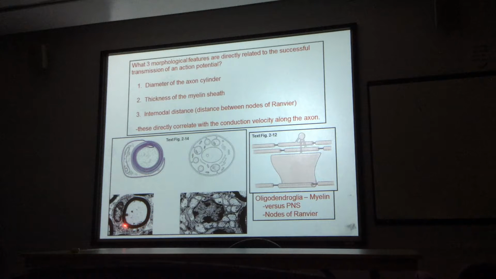Here's an electron micrograph. There's the nucleus of the Schwann cell. There's the thickness of the layer right there. And here is the axon. And here is a Schwann cell. And all these little white things surrounding it are axons in these cytoplasmic troughs. And again, this is very slowly conducting. This is more rapidly conducting.